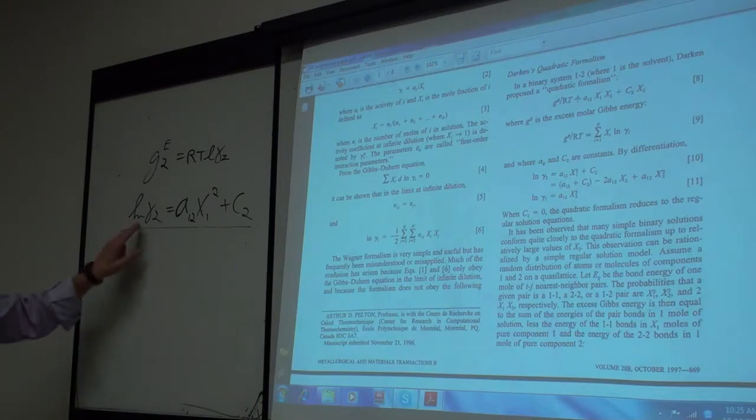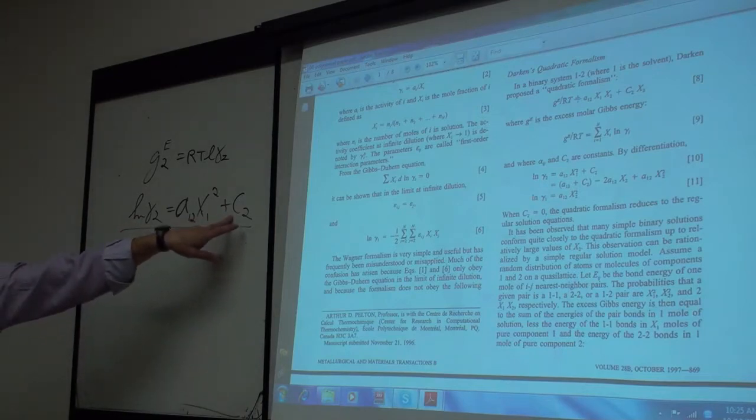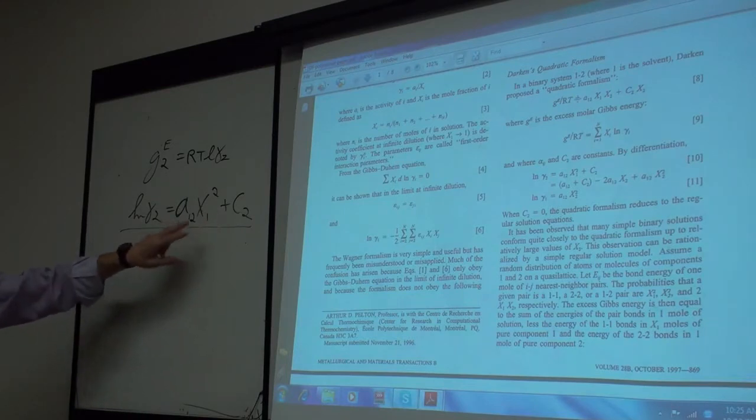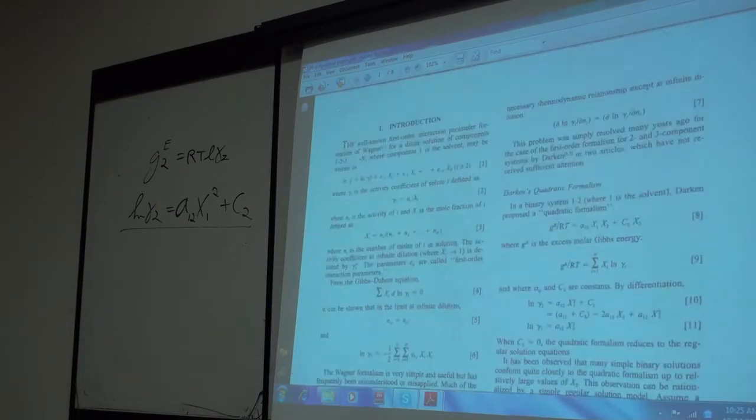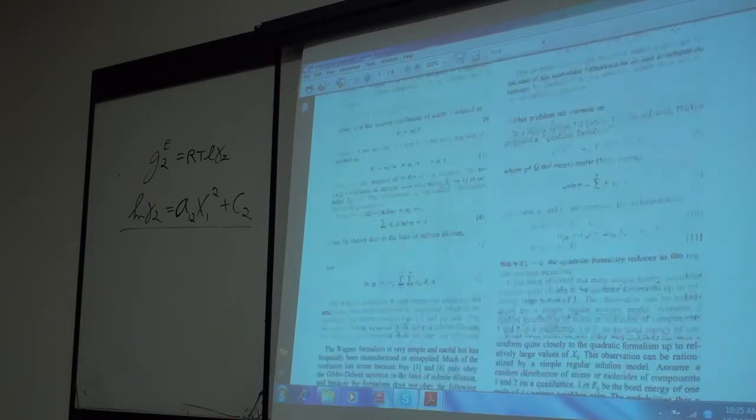And in that case, log gamma 2 is constant, which is the Henry activity coefficient. Okay, so if alpha 1,2 is 0, this is Henry's law. If C2 is 0, it's regular solution, otherwise it's Darken's formalism. Okay, so now we know that Darken's formalism is consistent with the equations of thermodynamics. It is consistent with the Gibbs-Duhem equation, and if you take Darken's formalism and put it into this thing up here, it also works accordingly.